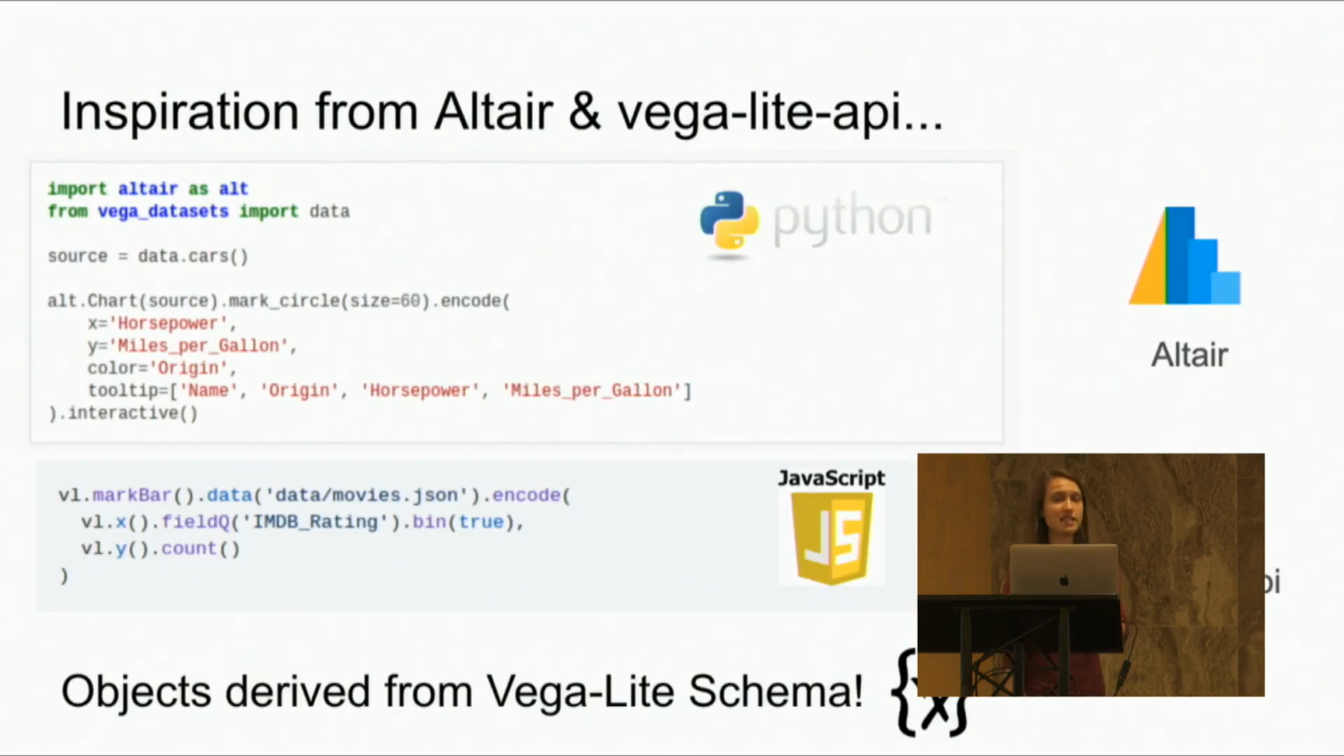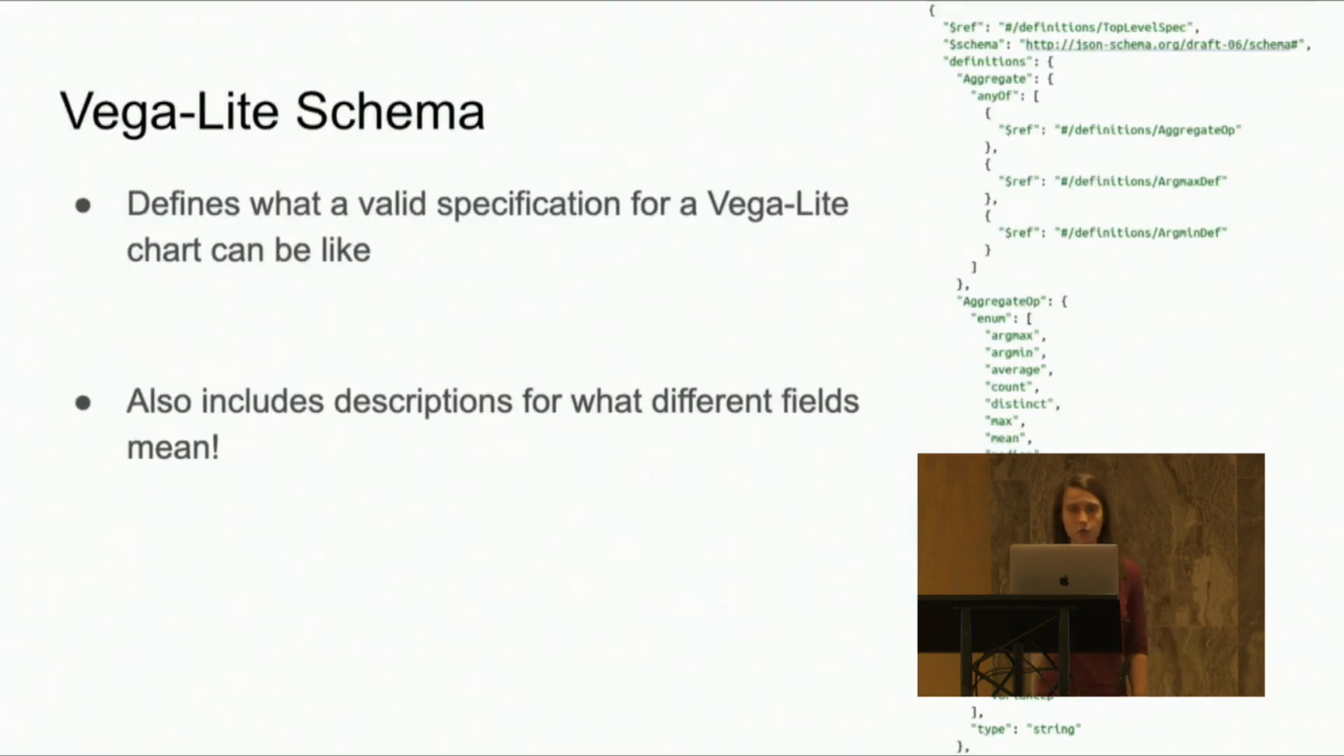And so here I took inspiration from Altair and the Vega-Lite API packages, because both of those approaches, in Python and JavaScript respectively, actually auto-generate big parts of their API using Vega-Lite itself. So Vega-Lite has a schema from which you can derive what a Vega-Lite specification should look like, and you can use that to build up an API. So I thought, why don't I try to do this in R too?